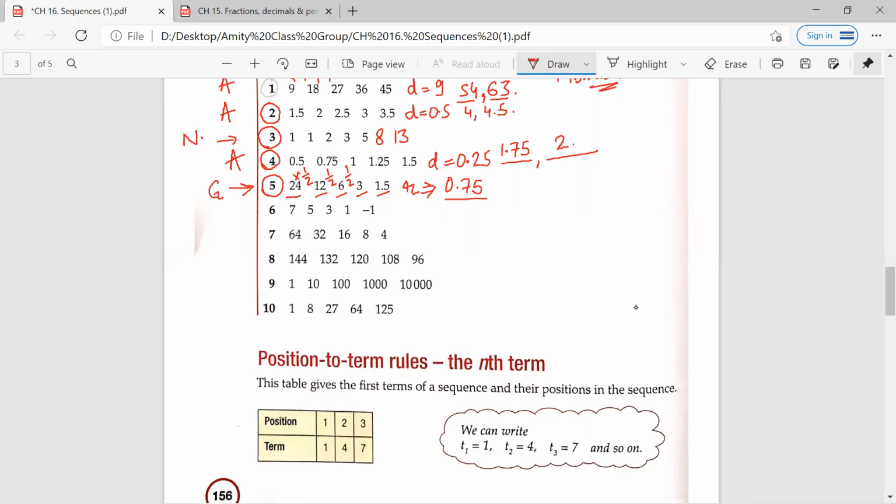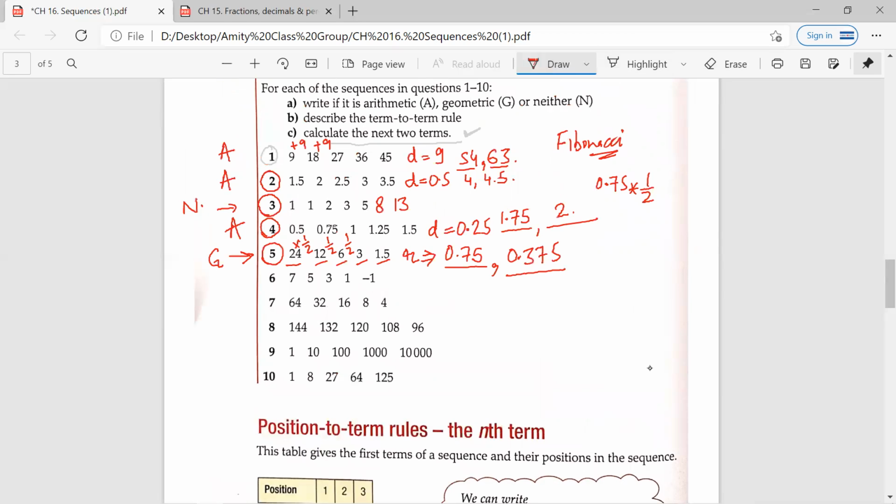So this is my 0.75 and if I want the next term, I'll have to multiply 0.75 by the common ratio, which is half, and my answer would be 0.375. Do we agree to this or not? Ramesh? Yes, sir. So all that I'm trying to tell you is that there's a certain way in which these questions need to be done. If you miss the steps, your answers won't be correct.